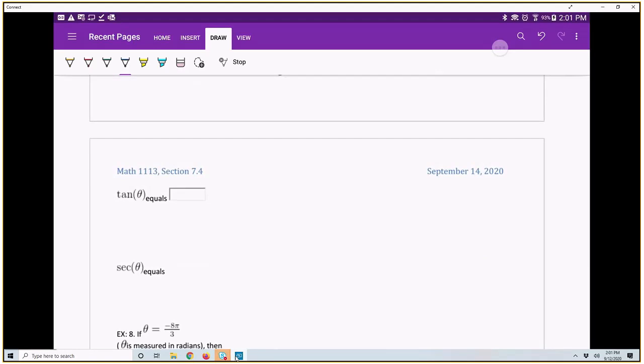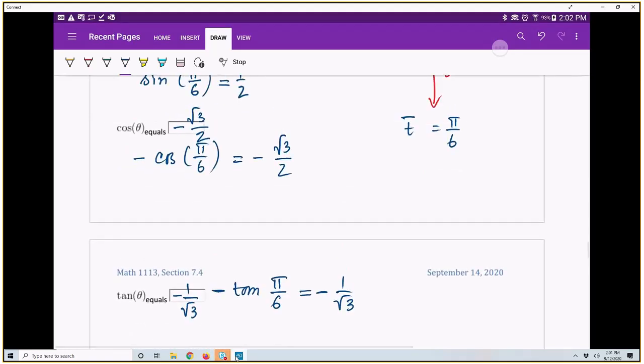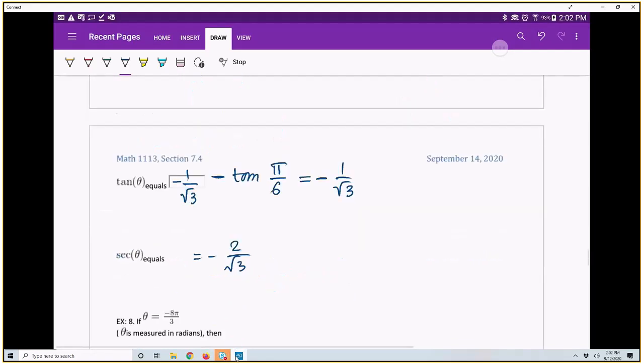Tangent. So again, this is going to be tangent pi over 6 as usual. Tangent in the second quadrant is negative, so put the minus, and tangent of pi over 6 is 1 over square root of 3. So that's your answer. It's minus 1 over square root of 3. Secant, well, you already found cosine, so just flip it, and that means secant is going to be minus 2 over square root of 3, and that should answer your question.